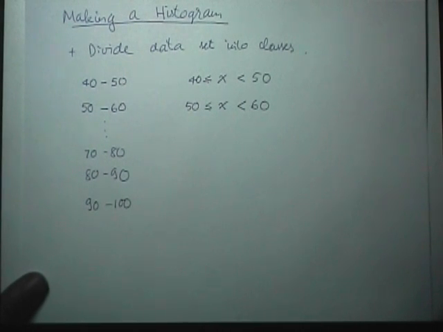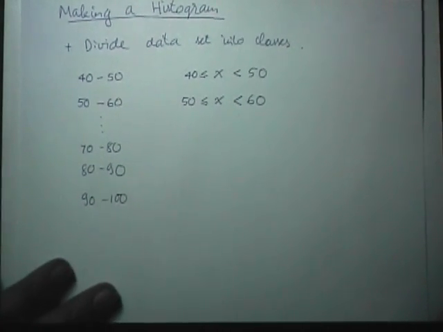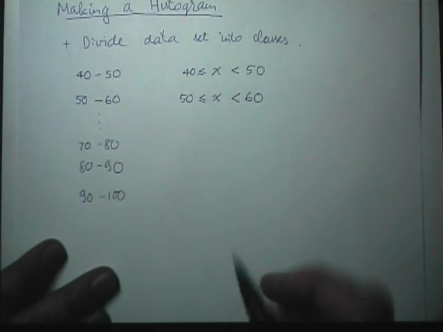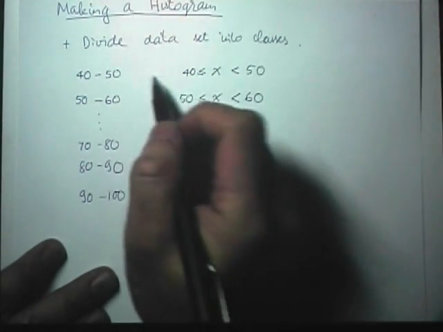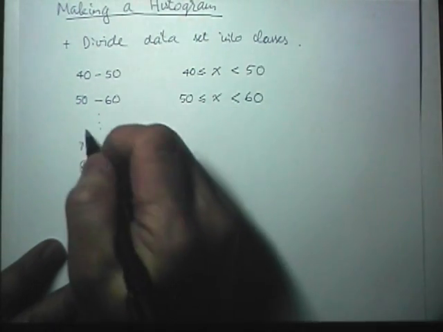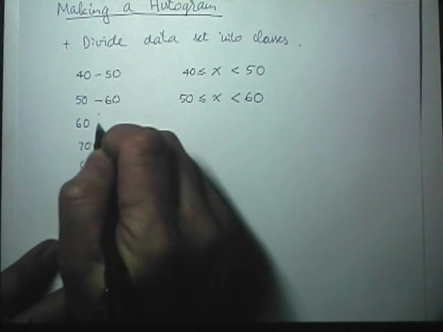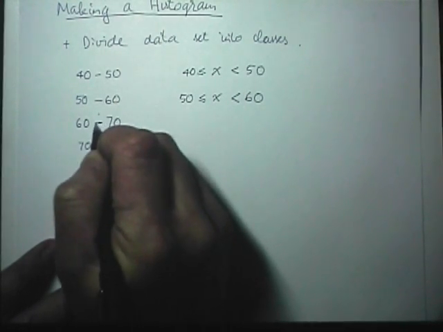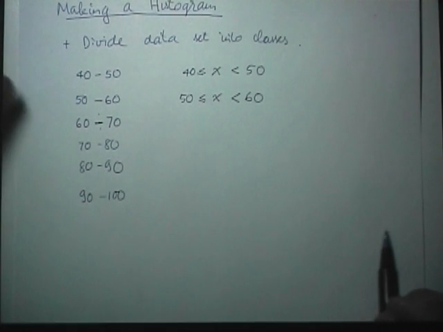All right. So now, when we get into getting the histograms, this is the idea right here. Maybe I should fill in the class between 60 and 70 also. I shouldn't skip it out.